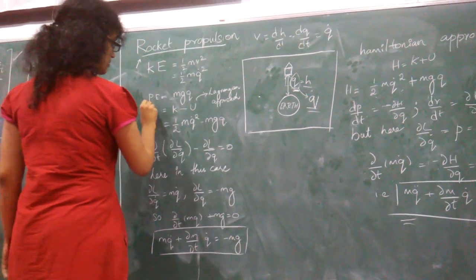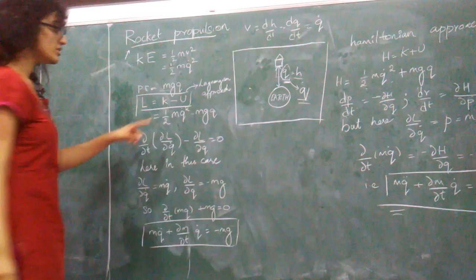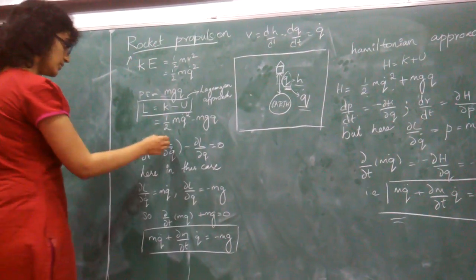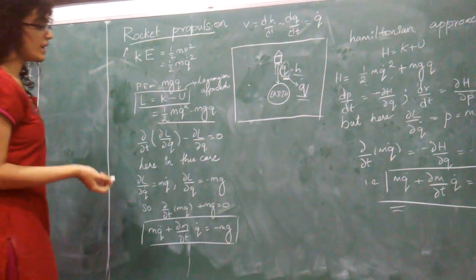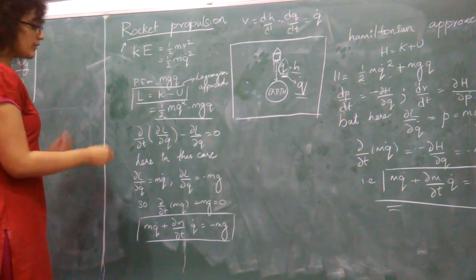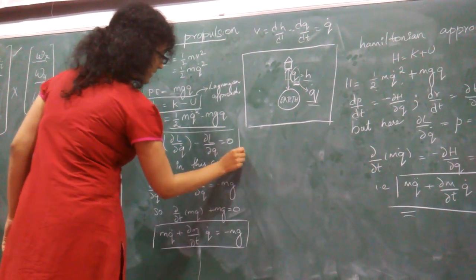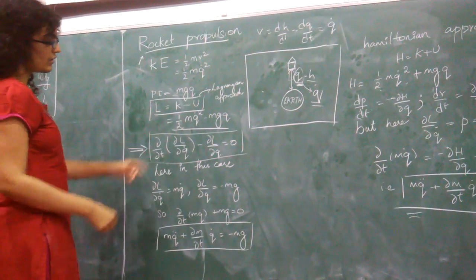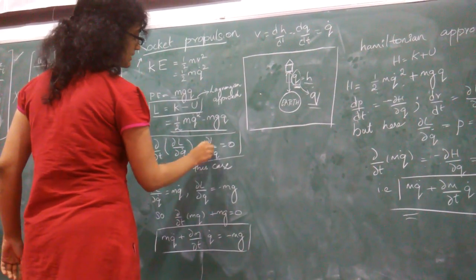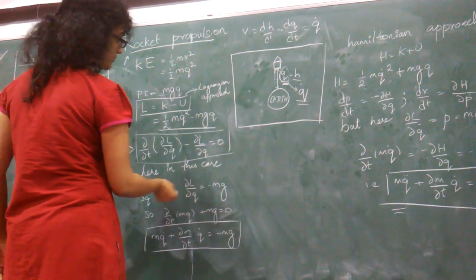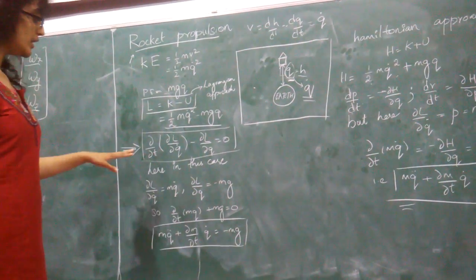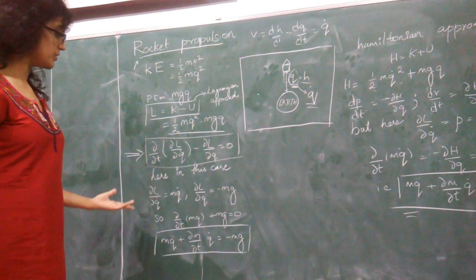The Lagrangian of a system is defined as kinetic energy minus potential energy, so K minus U. So it's half m q dot squared minus mgq. We know that the equation to use for Lagrangian mechanics is d by dt of ∂L by ∂q dot minus ∂L by ∂q is equal to 0. So let us calculate the values and substitute.